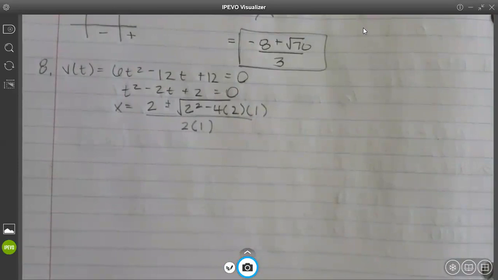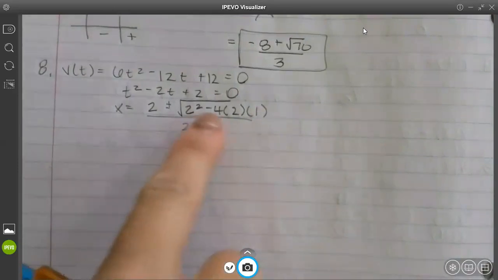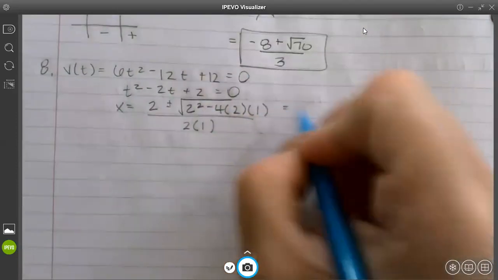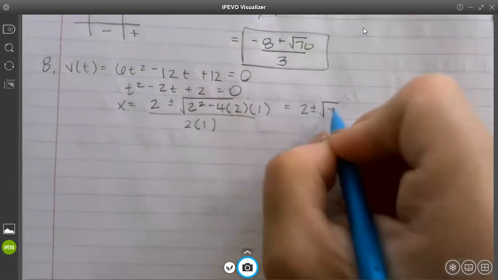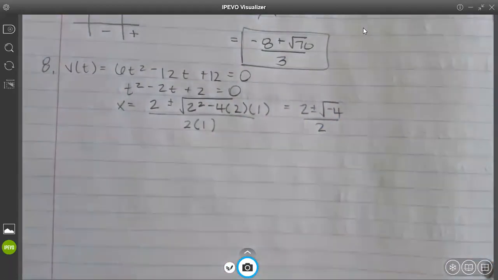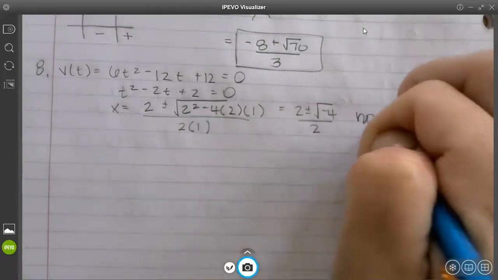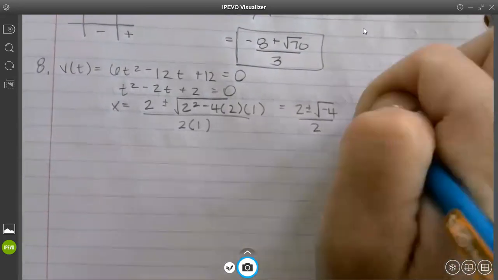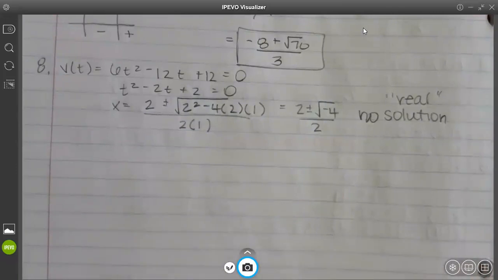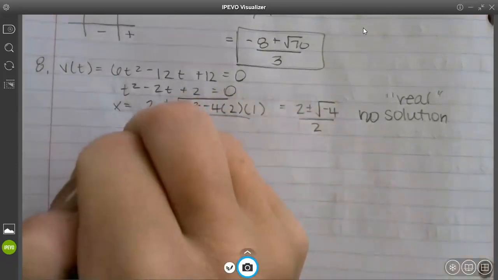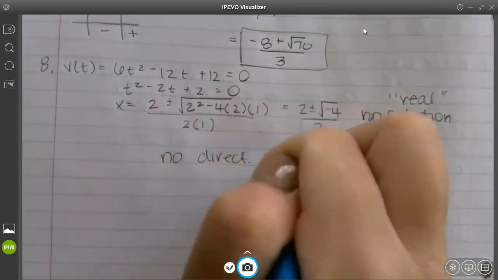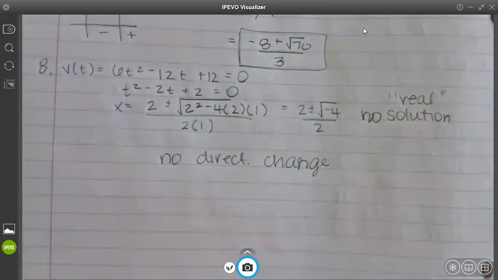What is 2 squared? 4. What's 4 times 2 times 1? 8. What's 4 minus 8? What do you know? No real solution, right? I'll write that at the top. No real solution. So will this ever change directions? No. The only way it'll change directions is if I have a value and I can plug it into the chart.